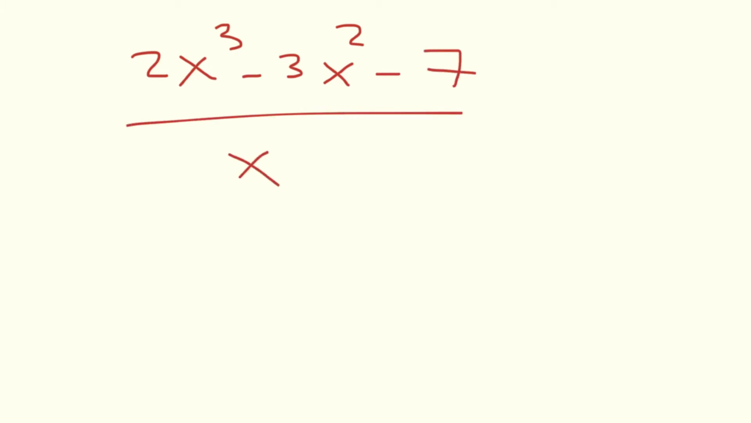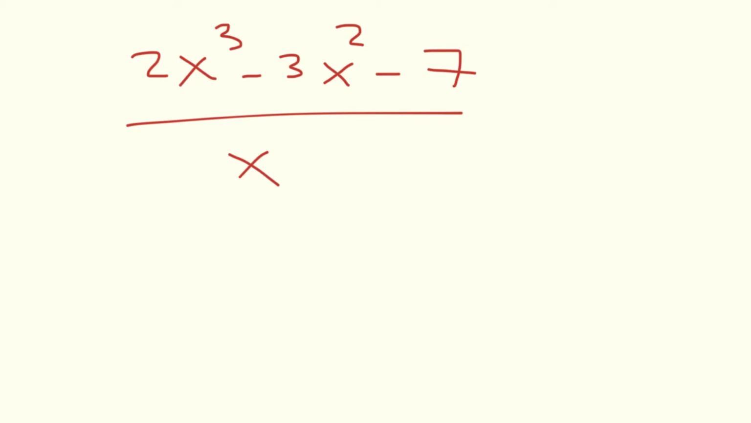Suppose I want to divide 2x cubed minus 3x squared minus 7 by x. Only x. What are you going to do? In this case you're dividing by one term only, right? It's a very special case, very simple. You just divide everything by this term. That's what you have to do.